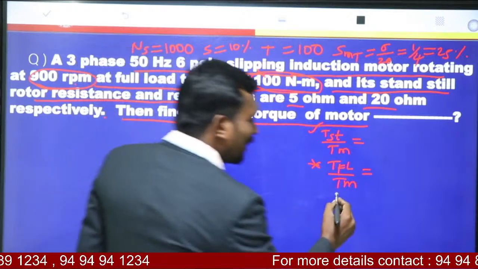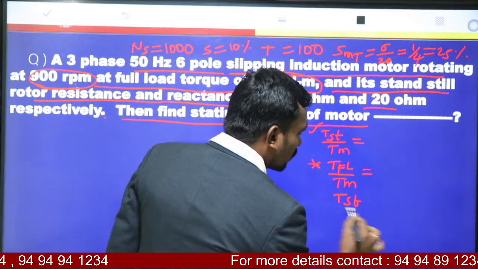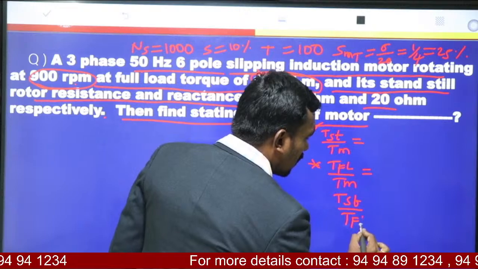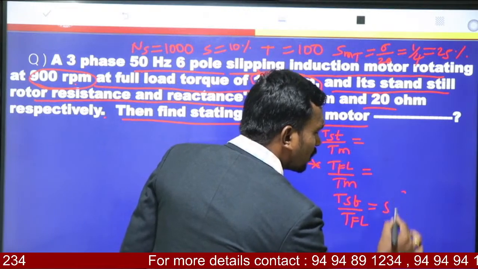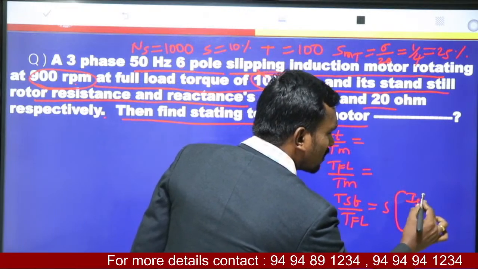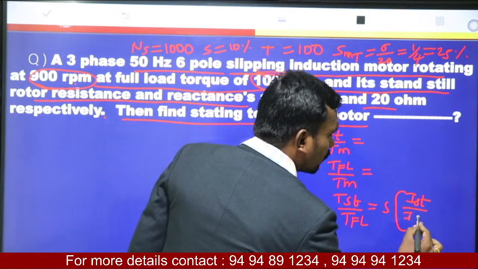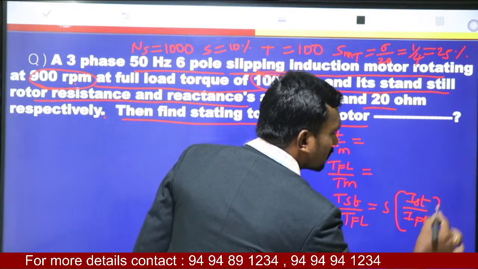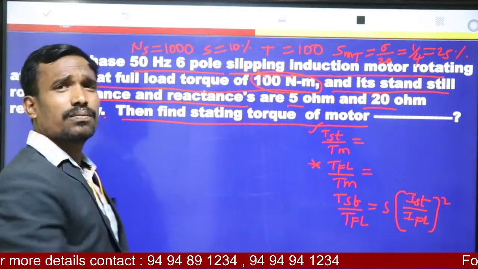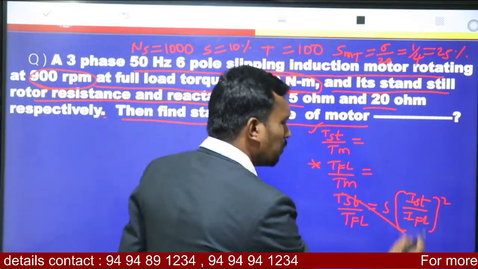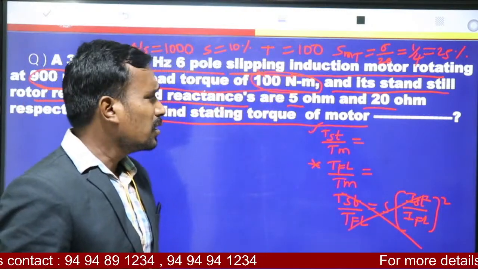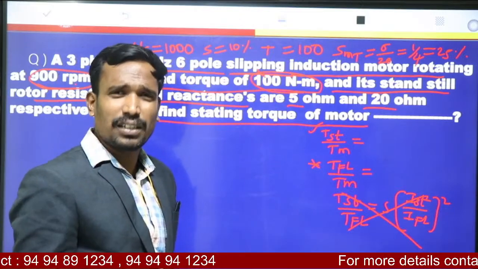Of course, we have the starting torque to the full load torque, but what is that? S into current at starting to the current at full load, whole square. There are no current values in my question, so this formula is not applicable. So we have to make a new formula here.